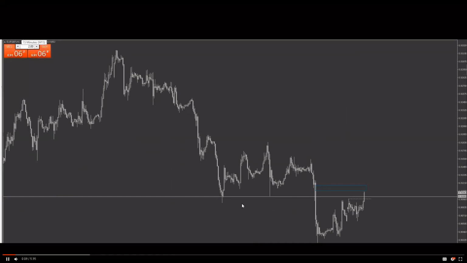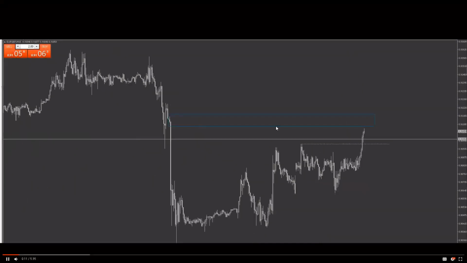So this is the daily level, and within that, you can see I've just marked out a portion of the area from which price left with good momentum. Okay, and see, price appears to be trending up here on the lower time frames, higher highs, higher lows.